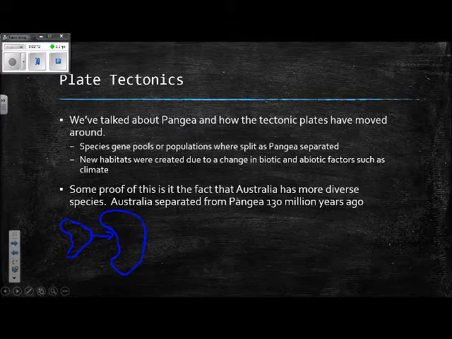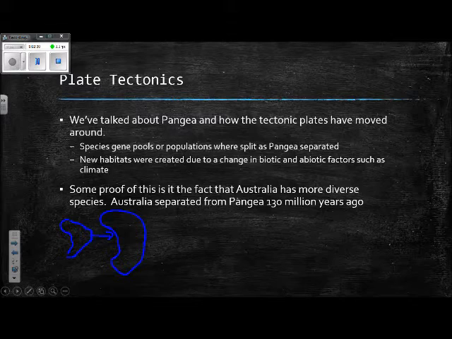Alright, so species, gene pools or populations were split when Pangea split. Okay, so before, animals were able to roam kind of all over Pangea, and then it split. How did it all split? Was that from the ice age?